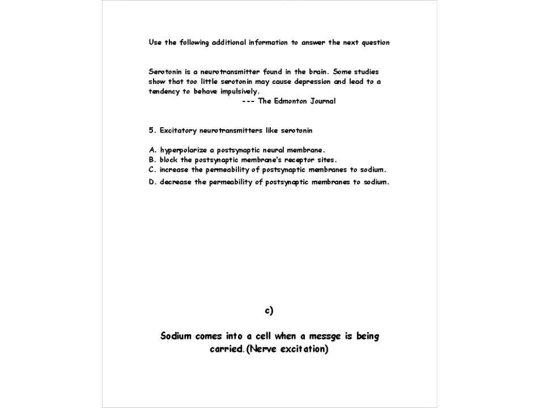The next one says, use the following information to answer the next question. Serotonin is a neurotransmitter found in the brain. Some studies show that too little serotonin can cause depression and lead to a tendency to behave impulsively. By the way, just for information, when you eat sugars, it produces more serotonin. So even though sugars aren't always that good for you, they do cause serotonin to be produced, which is kind of cool. Anyways, it says excitatory neurotransmitters like serotonin.